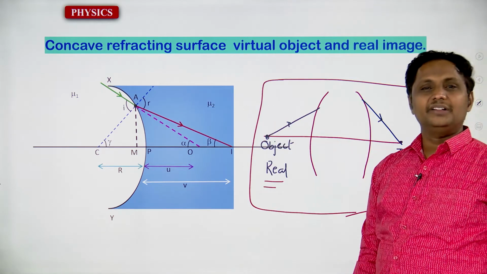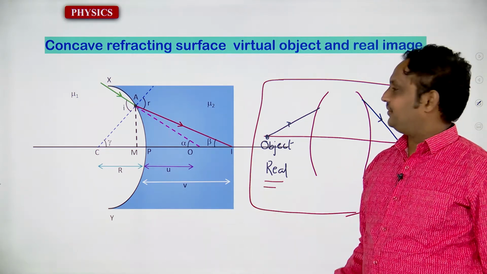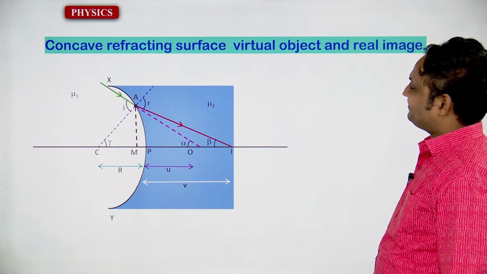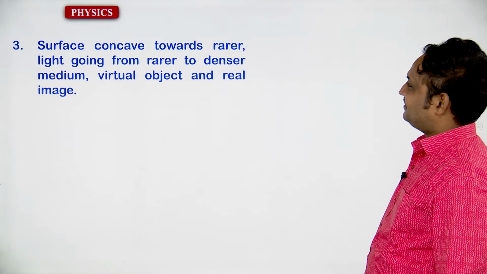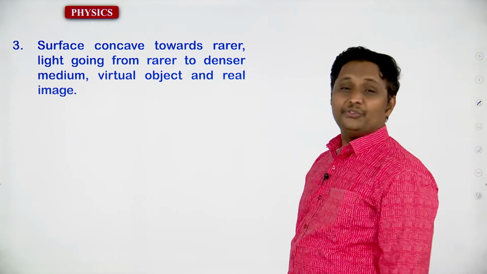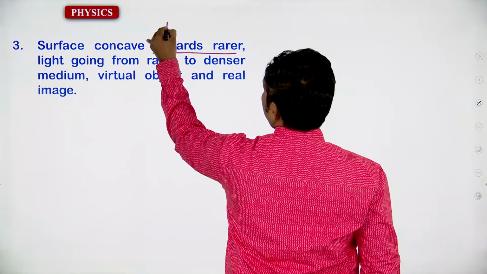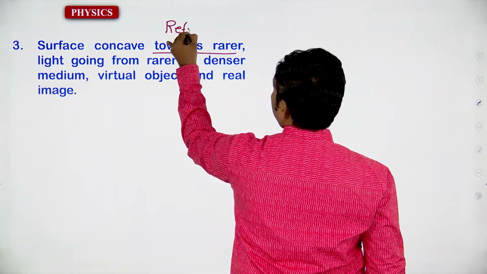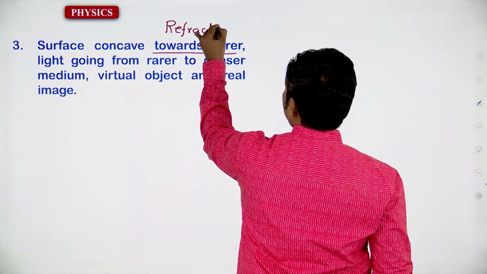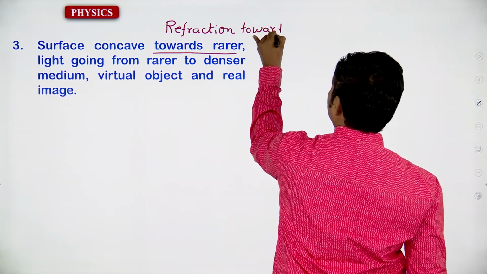the application of Snell's law for the rarer and denser medium surface, just you have to take that. We are going to get the surface concave towards the rarer medium, refraction towards the rarer medium.